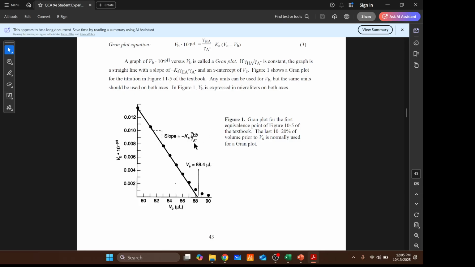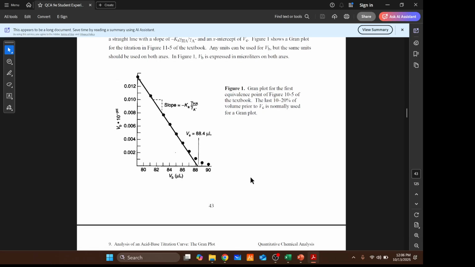The activity of the A minus, right? You need to divide then by the activity of the HA, right? And that would give you the Ka from the slope. Once you have the Ka, you can compare that to your values in the back of the book for KHP.